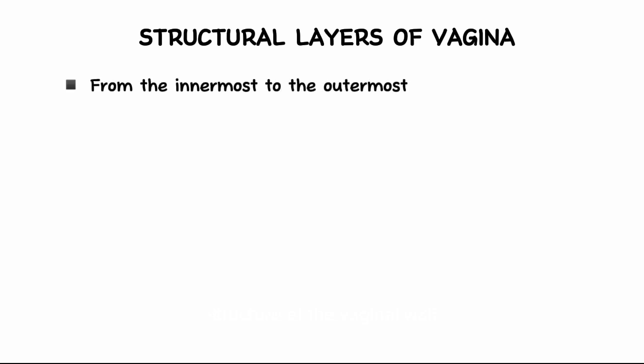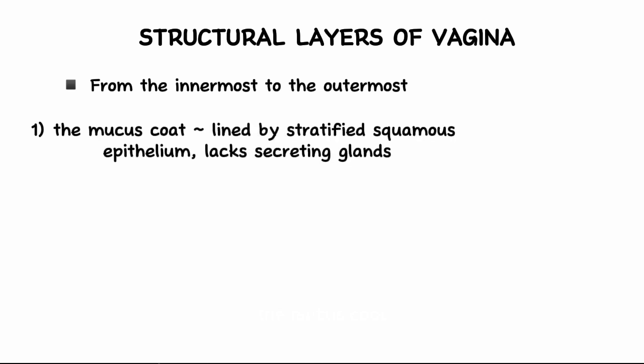Structural layers of vagina. Let us now explore the layered structure of the vaginal wall, from the innermost to the outermost. 1. The mucous coat, which is lined by stratified squamous epithelium. Notably, this layer lacks secreting glands.